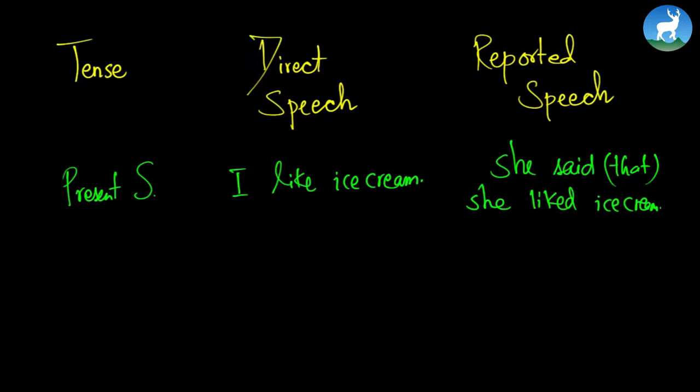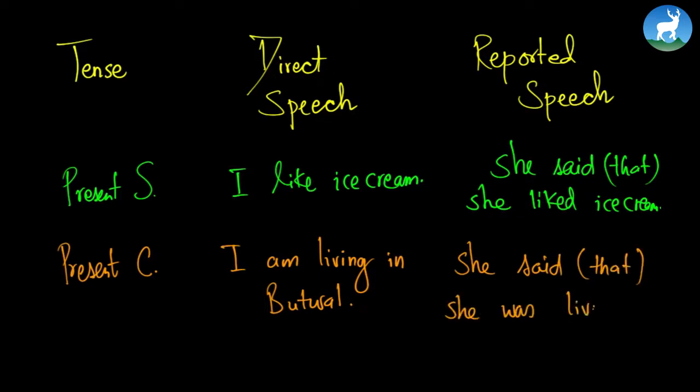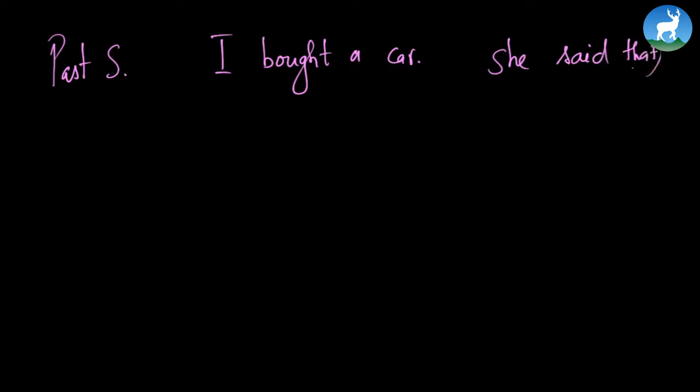Let's write another example of present continuous. I am living in Butwal. She said that she was living in Butwal. Pretty easy, right? Let's write more examples. Let's write one example of past simple. I bought a car. She said that she had bought a car. Notice how V2 in the past simple is changed into past perfect.